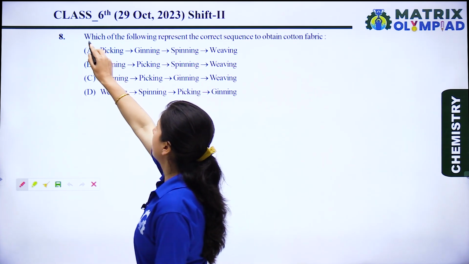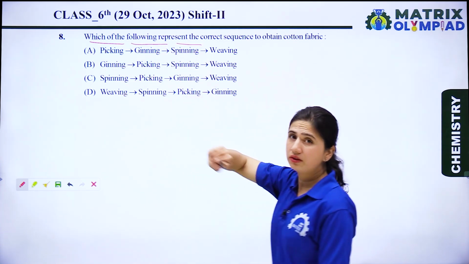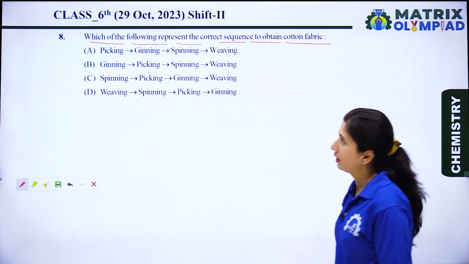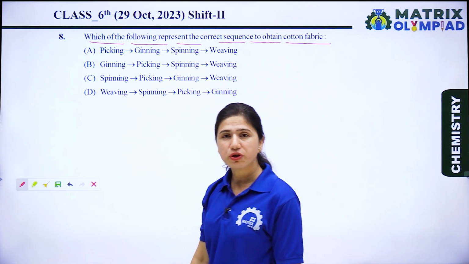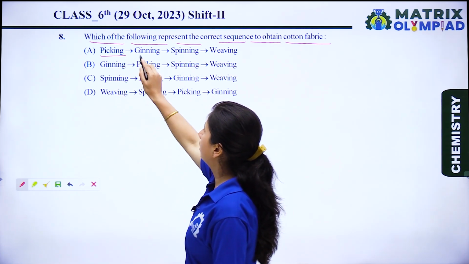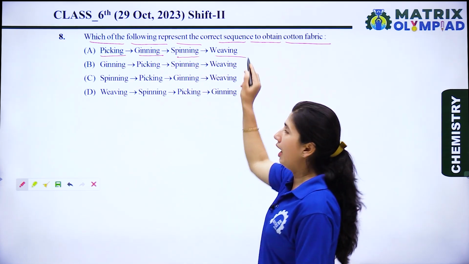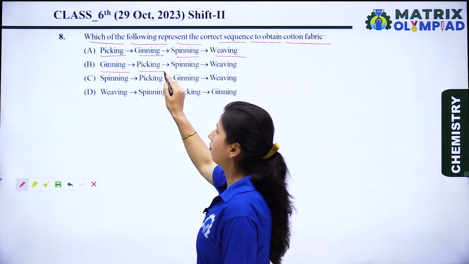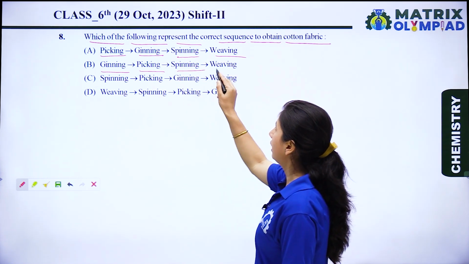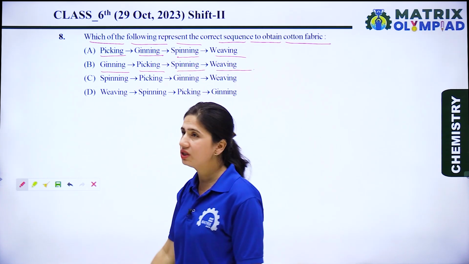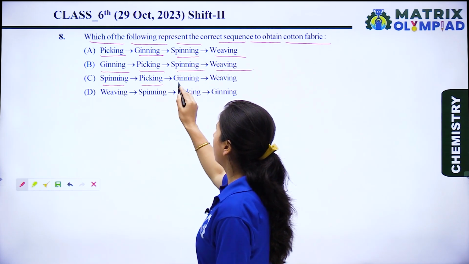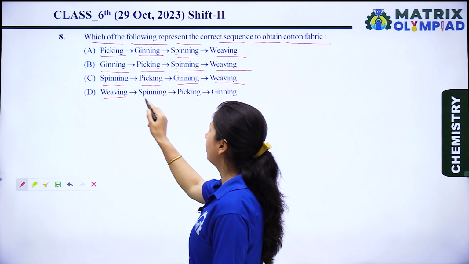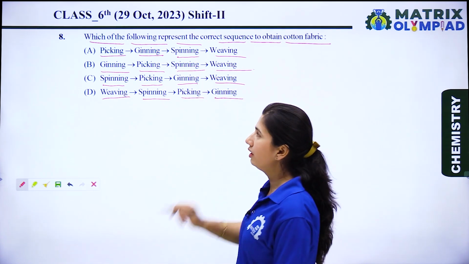The question is, which of the following represent the correct sequence to obtain cotton fabric? Let's see the options. Option first is picking, ginning, spinning and weaving. Option B is first ginning, after that picking, spinning and weaving. Option C is spinning, picking, ginning and weaving. And option D is weaving, spinning, picking and ginning.